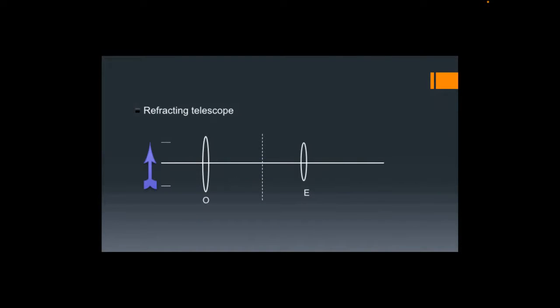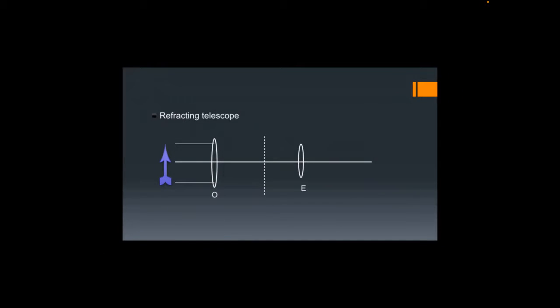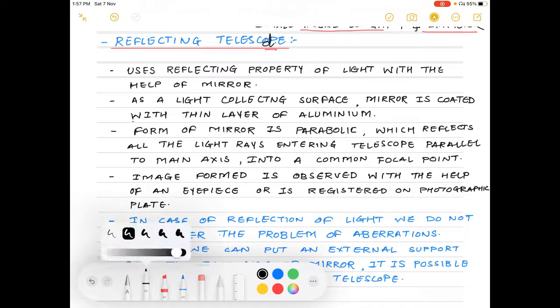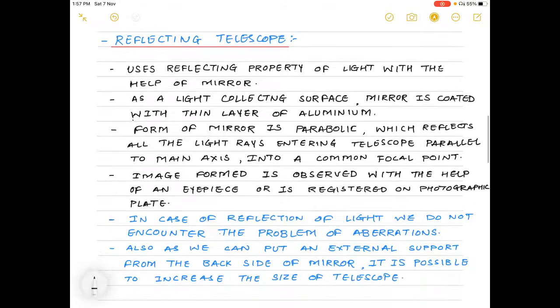Now we will see the second type of optical telescope, that is the reflecting telescope. As the name suggests, the reflecting telescope uses the reflecting property of light with the help of a mirror. So the objective in the reflecting telescope gets replaced by a mirror.